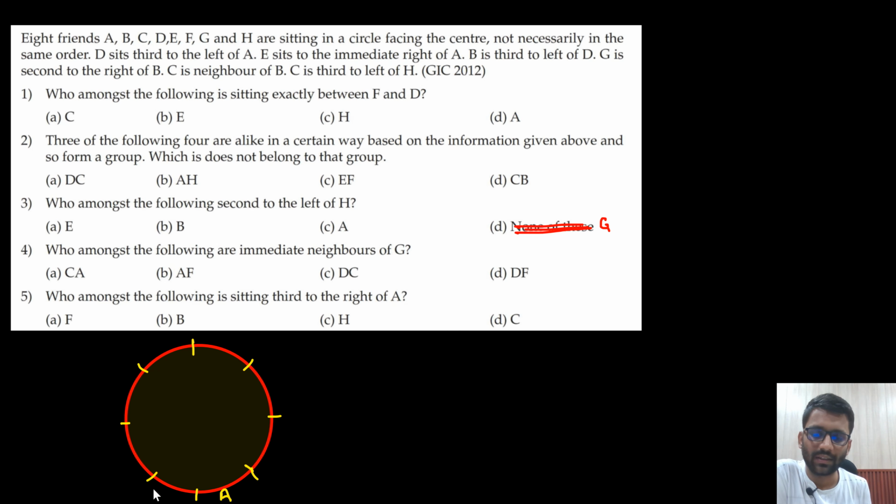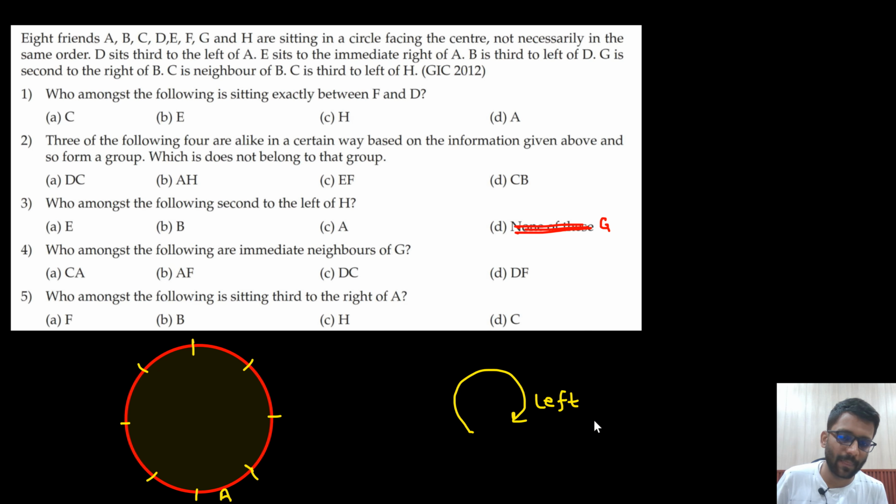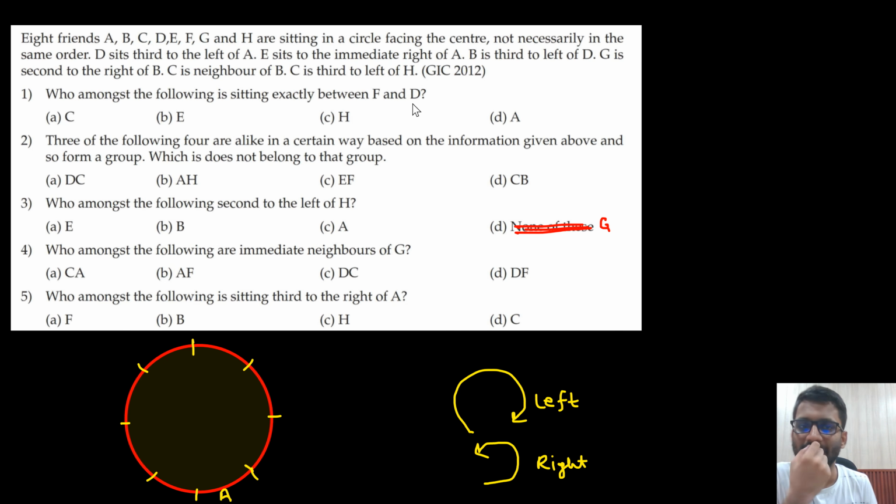Let's just say this is A. So third left, 1, 2, and this will be left, right? All are facing the center, so this will be left of A. Left will be in the clockwise direction. This will be left, and this will be right. So D sits third left to A. 1, 2, 3. This is where D is. E sits immediate right of A. Immediate right of A, E.